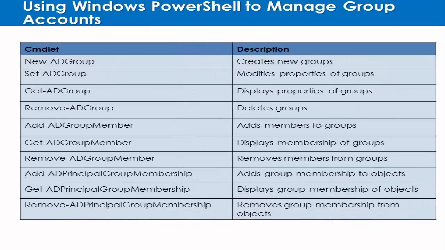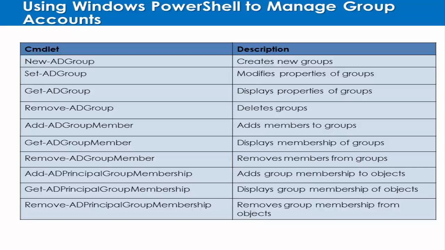Now to move past users, and we move here into group accounts, you'll notice it's very similar, right? You have new AD group, set AD group, that would be the same, or we even have a remove AD group. There is a new one here, it says get AD group. This would be for the properties of the groups. You can add an AD group member or get AD group member for adding members or displaying the membership. Or of course we could add to that remove AD group member to take someone out of the membership of the group.